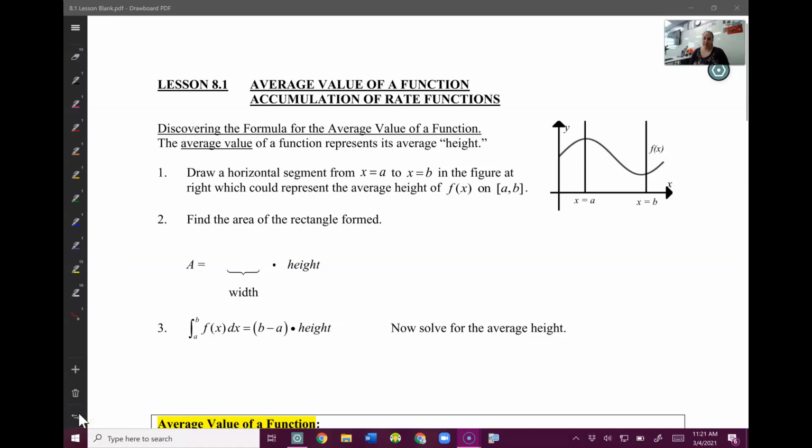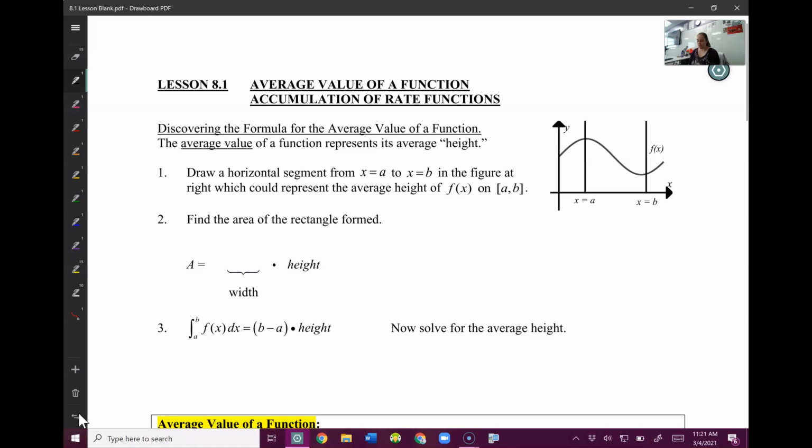Welcome to Unit 8. In Lesson 8.1, we're going to cover two main topics. The first topic we're going to cover is the average value of a function. And we're going to start by going through a process of discovering what this means, average value of a function. So let's start right here.